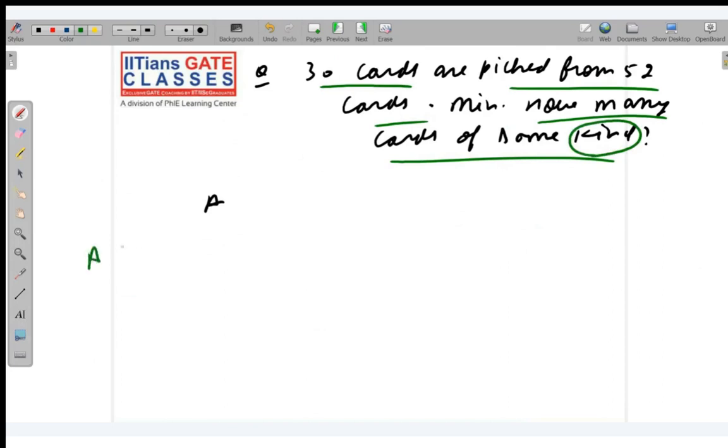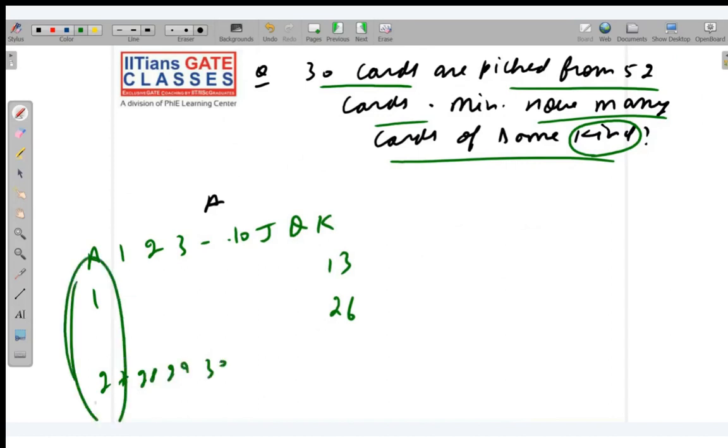So kind means A, then 2, 3, dot dot dot, 10, then J, Q and K. Okay, so total 13 are there. So 1 to 13 are over, and then 26, and then 27, 28, 29, 30. It hardly matters. So at least 3 will be of the same kind. Any doubt? Yes, sir.